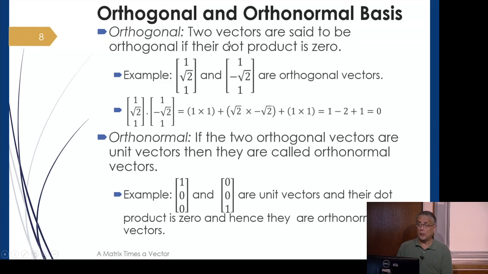Orthogonal basis: two vectors are said to be orthogonal if the dot product is zero. So let us say that these are two vectors, and are they orthogonal? Take the two vectors and multiply them out, take the dot product, and you would basically get this form, 1 times 1 plus root 2 times minus root 2 plus 1 times 1. And if you expand that out, you'd get 1 minus 2 plus 1, which is 0. So these two vectors are indeed orthogonal. A pair of vectors are orthonormal if they are orthogonal and they are also unit vectors. So, for example, you have 1, 0, 0, and 0, 0, 1. It's easy to see the dot product is 0, but they're also unit vectors. So that makes them orthonormal. So orthogonal vectors, which satisfy the extra constraint that they're unit vectors, become orthonormal vectors.